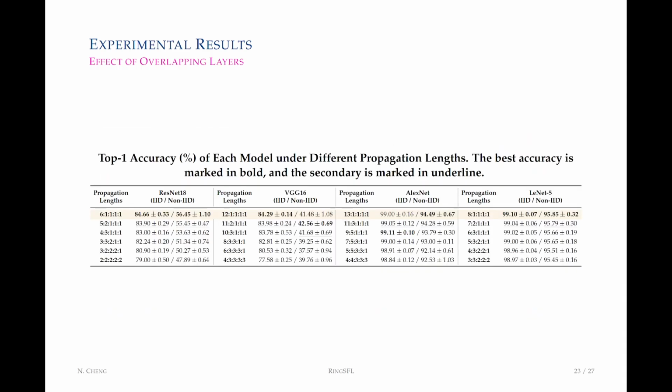On this slide, we present the top 1% accuracy of different propagation lengths for various models. The table further validates the conclusion we obtained on the previous slide regarding overlapping layers.